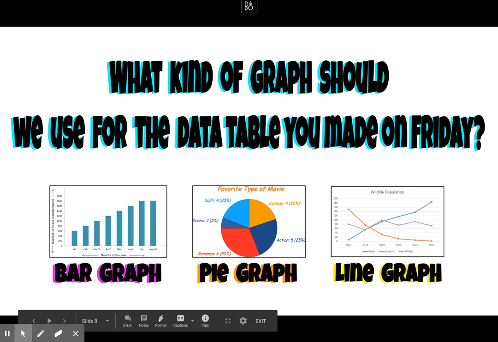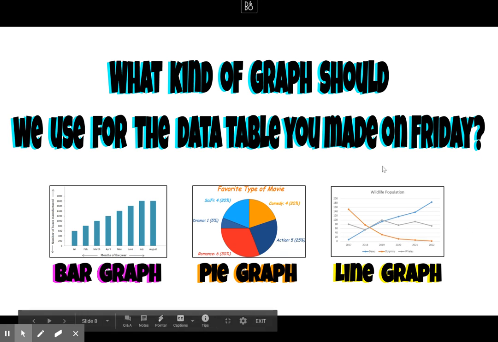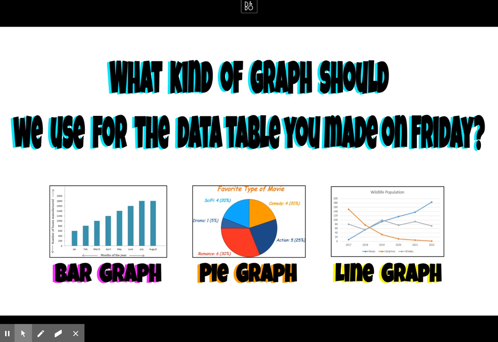So let's think back to Friday. What kind of graph should we use for the data table that you made? And so the type of graph that you are going to be making is going to be a line graph. That is going to be the best way to see the relationship between the amount of fertilizer and our plant height.